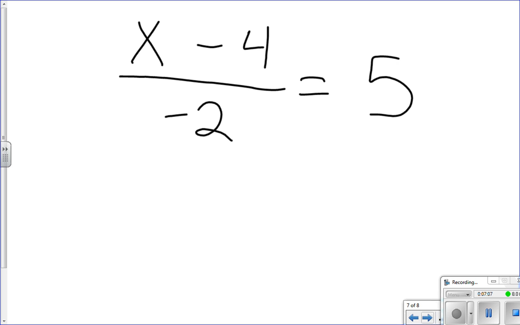Try this one on your own. Now be careful, there's a negative down here. So remember, since you're dividing by -2, you have to multiply both sides by -2. Give it a shot.